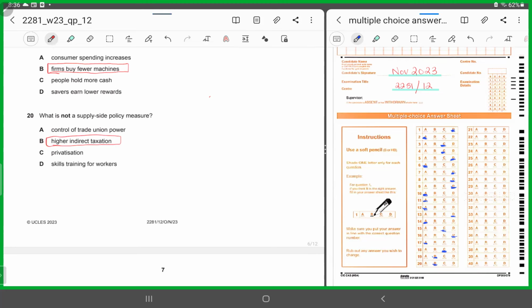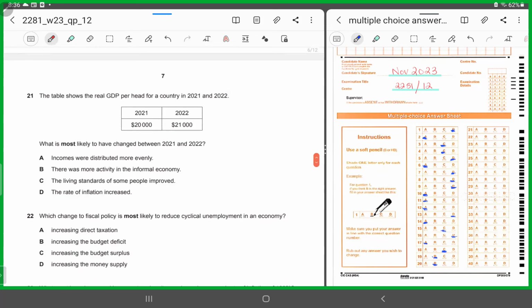All right. Number 21. 21 says the table shows the real GDP per head for a country in 2021 and 2022. In 2021, the real GDP per head was $20,000. In 2022, it rose to $21,000. What is most likely to have changed between 2021 and 2022? Now they're saying what could have been the reason behind this change.